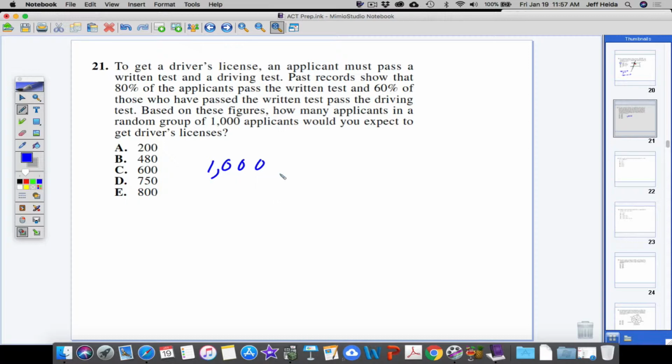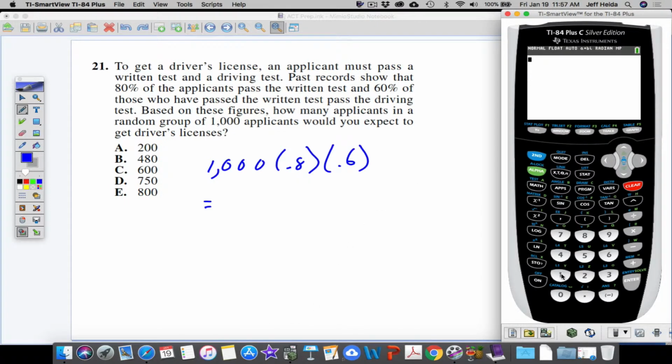and you expect 80% of them to pass the written test, that's 0.8, and then you expect 60% of those to pass the driving test, we will just do 1,000 times 0.8. So 800 would pass the written test, times 0.6, or 60% of those 800. So it's a total of 480 students. That's 60% of 80% of 1,000, which would be 480 students.